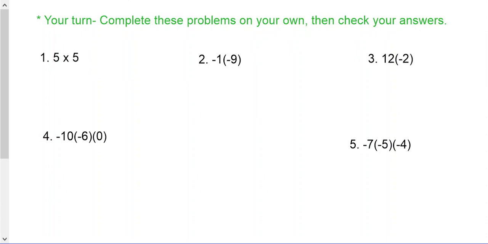Okay, so we know 5 times 5 will give us a positive 25. Negative 1 times a negative 9, that negative 1 says we're going to get the opposite of negative 9, so we will get a positive 9. 12 times a negative 2, so that means we have 12 groups of negative 2, or you could also say we have negative 2 groups of 12, so we got a negative 24.